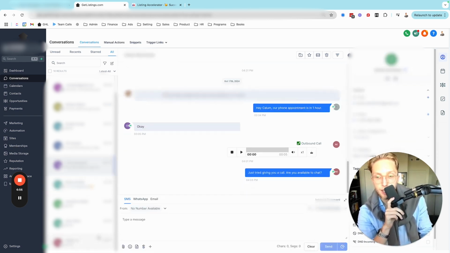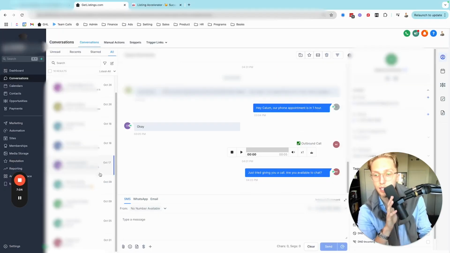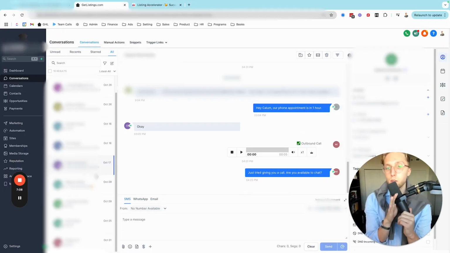Okay. So look at the dates, by the way. October 1st, October 5th, October 9th, October 9th, October 17th. So there's a gap of like 8 days, like a week, where nothing really happened.